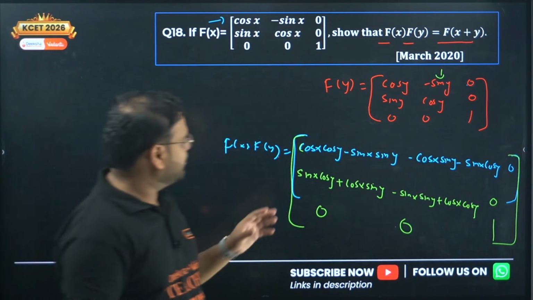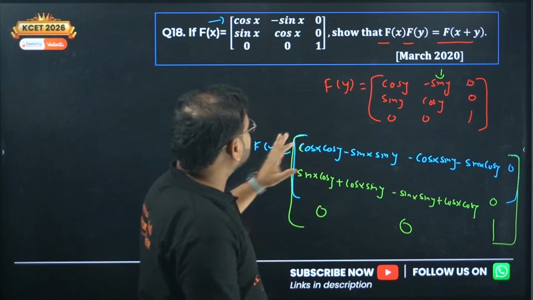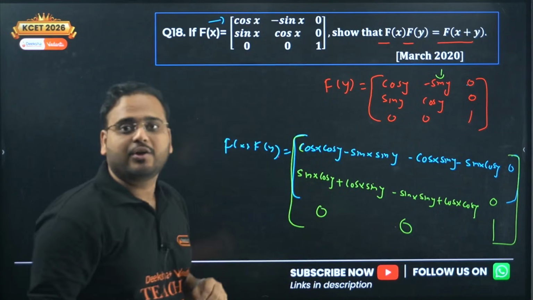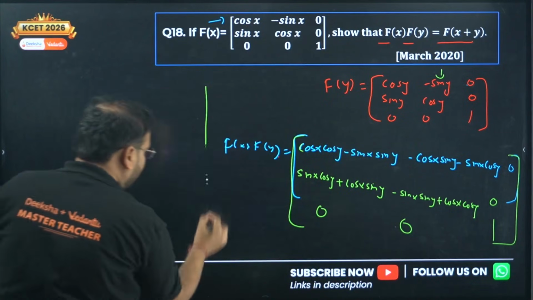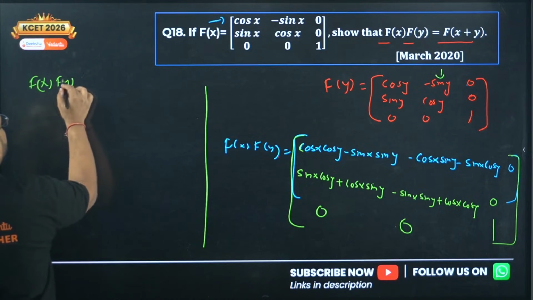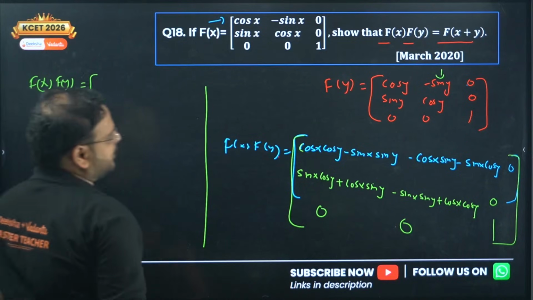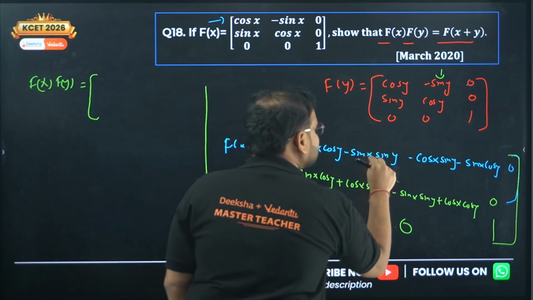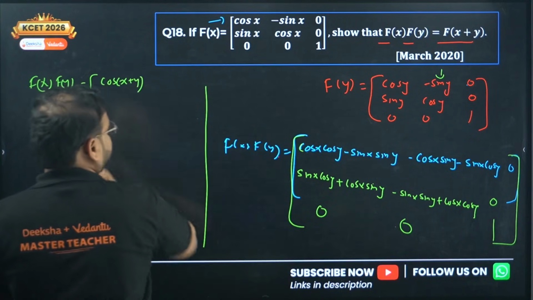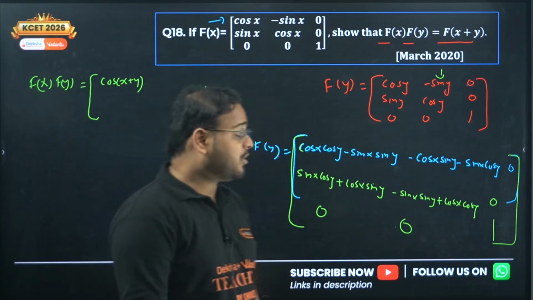I'll repeat, check here. So what we have, we got this after multiplying first row to first column, cos x cos y minus sin x sin y. Do you know the formula? You should know the formula. What is the formula? cos of x cos y minus sin of x sin y is nothing but cos of x plus y. Formula is there, cos of x plus y.